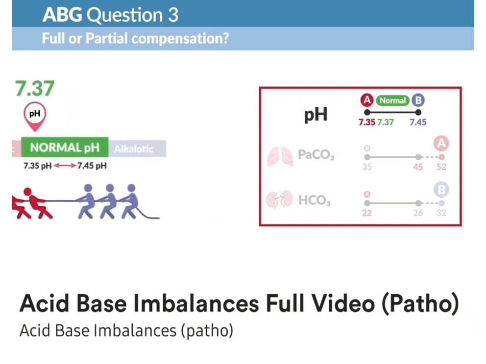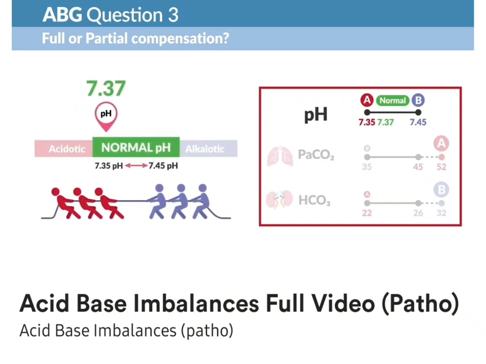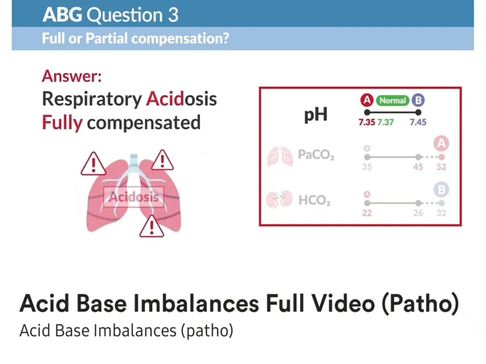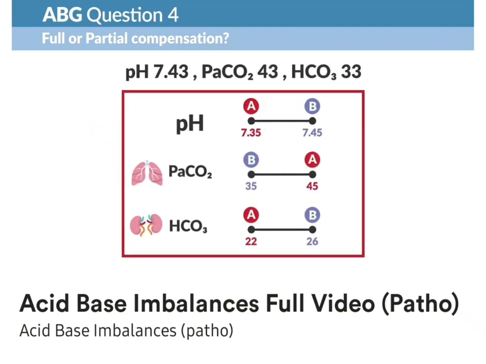Now, step 3, is the compensation fully or is it partial? Well, is the pH normal? Well, yes, it's in normal range. We have a happy baby. So the answer is respiratory acidosis that is fully compensated. Woohoo! All right, our last and final ABG question, number 4.